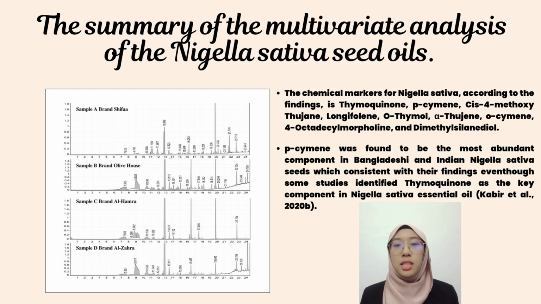The chemical markers for Nigella sativa, according to the findings, are thymoquinone, piperine, cis-4-methoxy thujane, longifolene, o-thymol, alpha-thujene, osmanine, 4-octadecylmorpholine, and dimethylsalendiol. According to a study, piperine was found to be the most abundant component in Bangladesh and Indian Nigella sativa seed, which is consistent with their finding, even though some studies identified thymoquinone as the key component in Nigella sativa essential oil by Kabil et al., 2020.